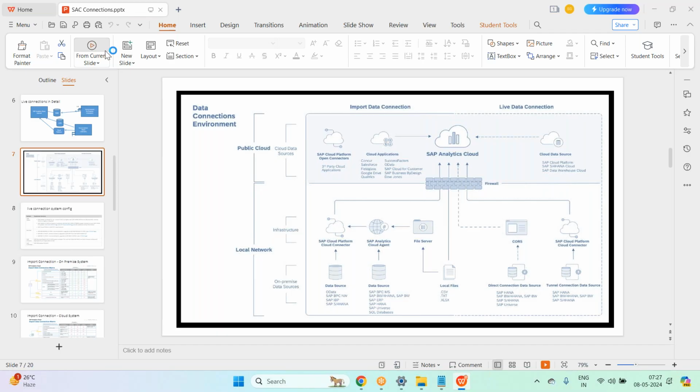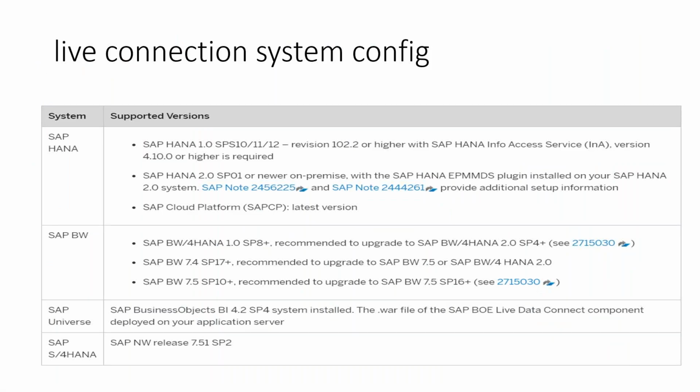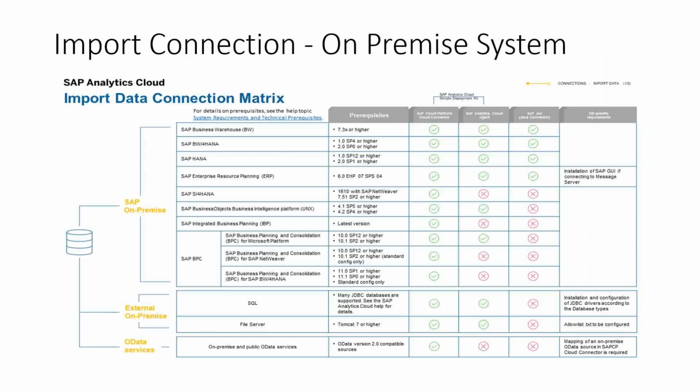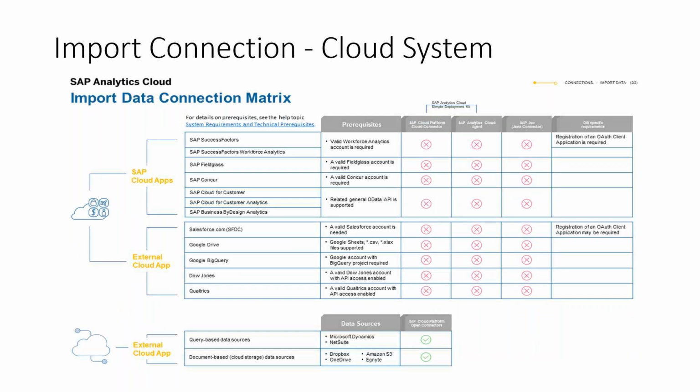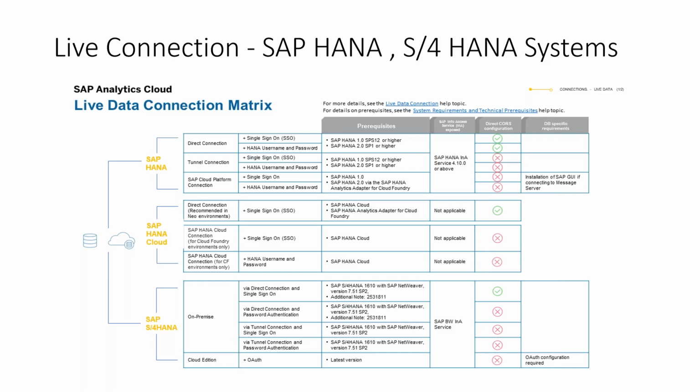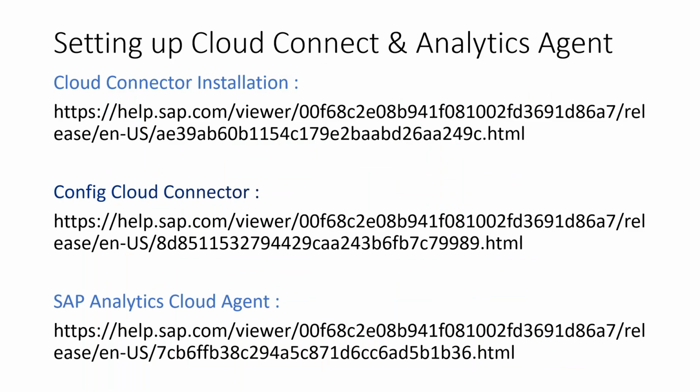So we also showed you how different on-premise and cloud applications connect with SAC. What configurations are needed to make a live connection? What do we need to make an import from on-premise? What connectors do we need, the cloud connectors and cloud agents. As I mentioned very clearly, you need to know them only at the architect level. This is your live connection from HANA, S/4HANA systems, DataSphere. I also covered how we install and configure cloud connectors and cloud agents.